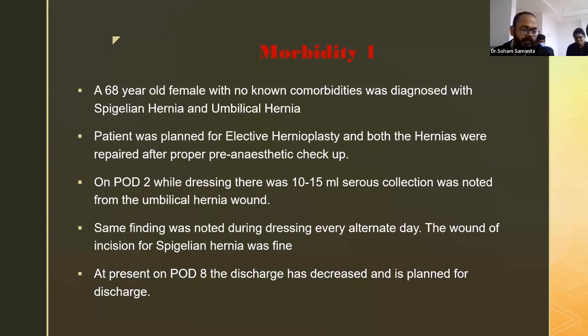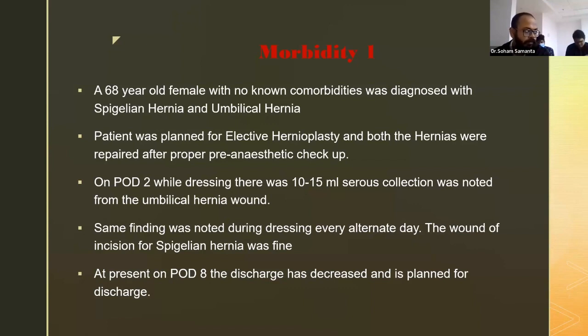So a Spigelian hernia is a hernia that occurs just along the semilunar line, generally below. While operating, when you raise the skin flap, do you find the hernial sac straight away or something else? Just after the skin flap is raised, usually the external oblique appears intact. Once you go inside it, you find the hernia sac.